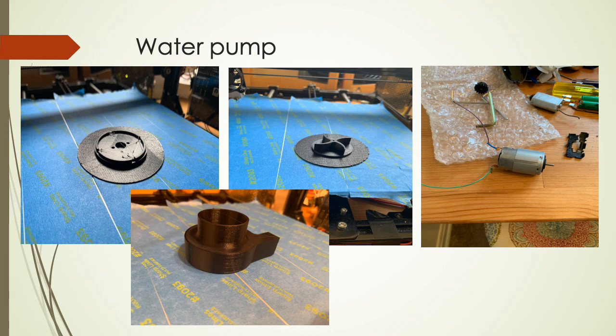The process of making this device: I started with the water pump because it's the most complicated part. I 3D printed the water pump and I used a DC electric motor for the water pump. The water pump has two openings, inlet and outlet. The big opening is the inlet, where the water comes from, and the small outlet is where the water is going out.